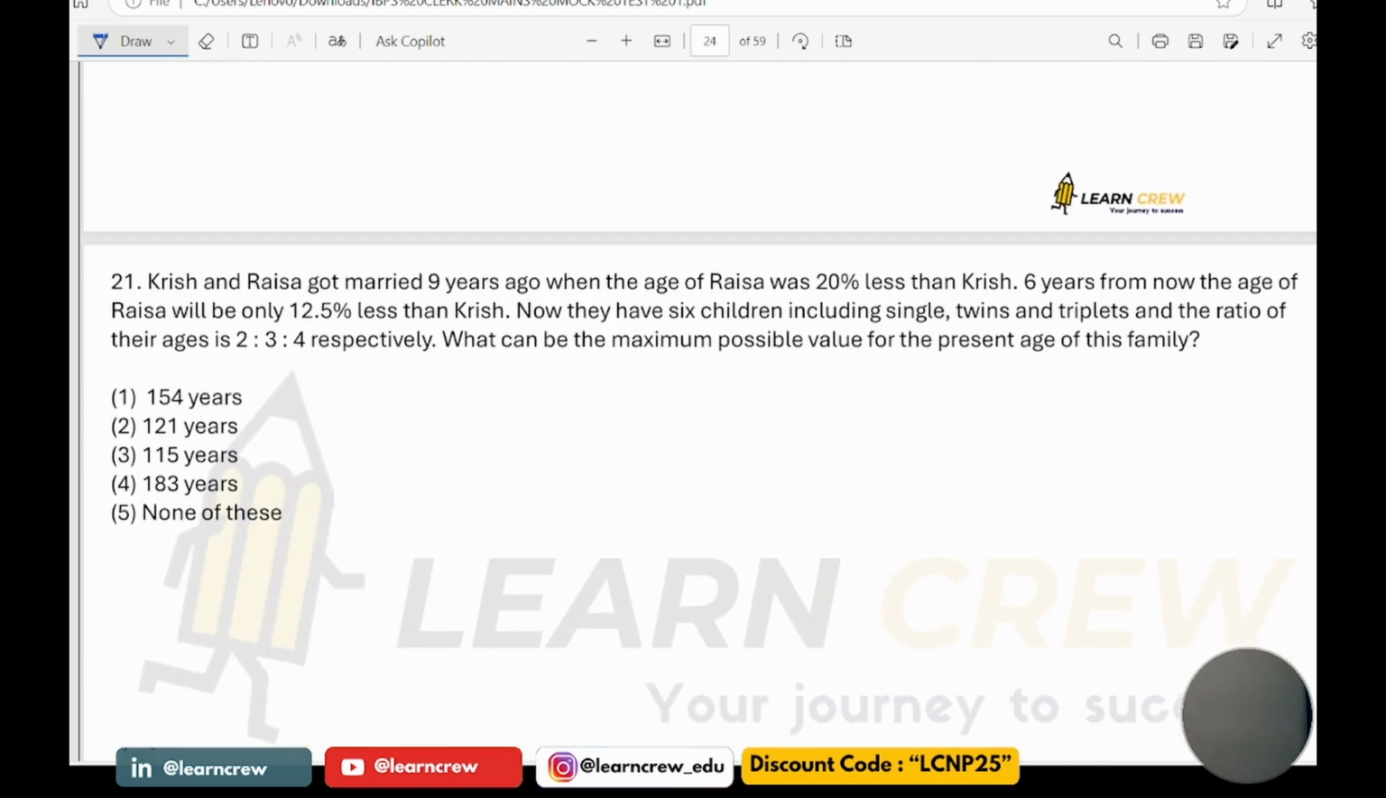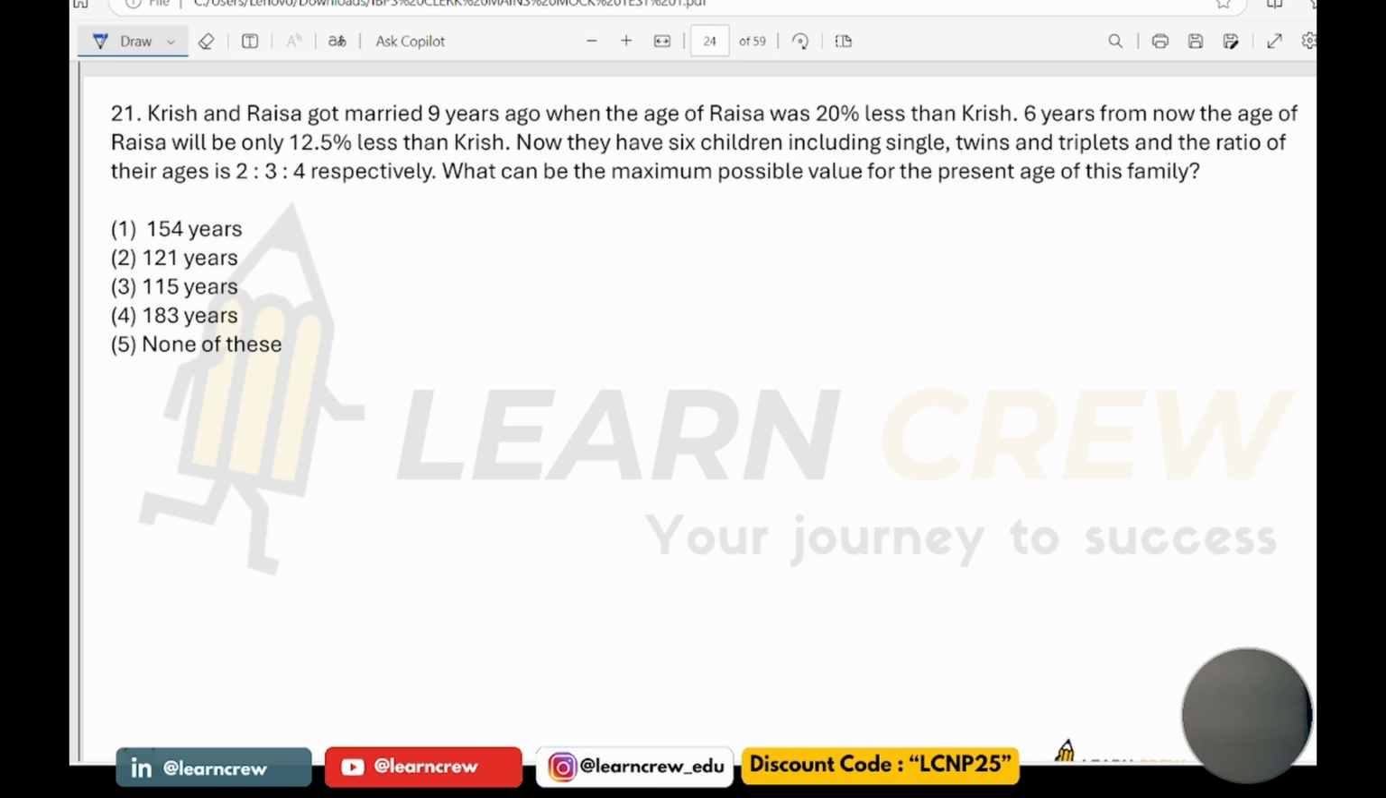Next, Krish and Raisa got married 9 years ago when the age of Raisa was 20% less than Krish. 6 years from now, the age of Raisa will be only 12.5% less than Krish. Now they have 6 children including single, twins and triplets, and the ratio of their ages is 2:3:4 respectively. What can be the maximum possible value for the present age of this family?